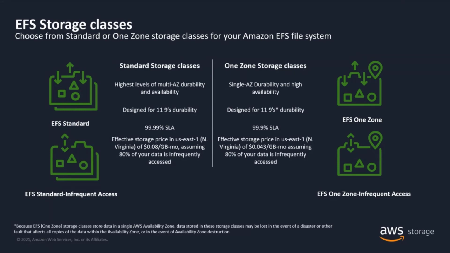All Amazon EFS storage classes are designed for 11 nines of durability. And Amazon EFS regional storage classes provide a 4 nines availability SLA, while One Zone for Amazon EFS provides a 3 nines availability SLA. For added data protection, Amazon EFS file systems in One Zone storage classes are automatically backed up using AWS Backup and can be restored to any AZ within a region or copied to a different region.